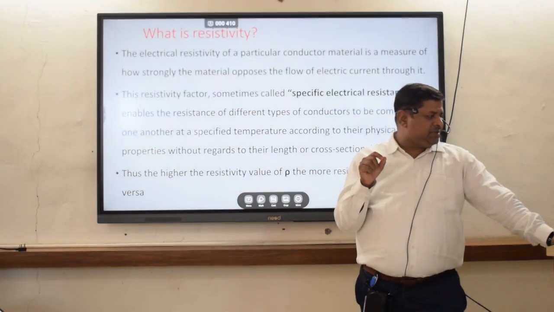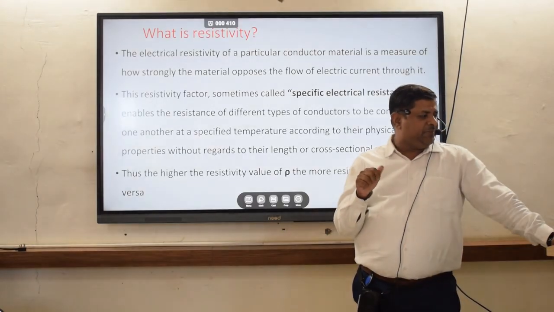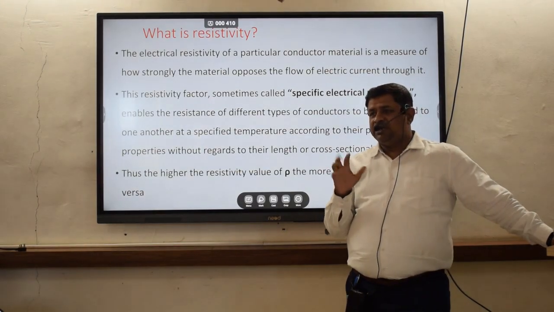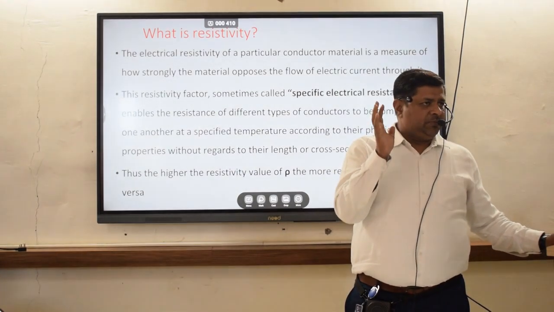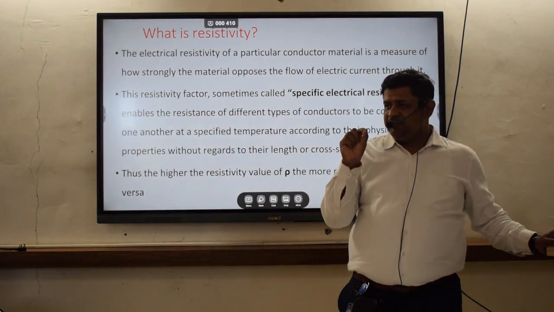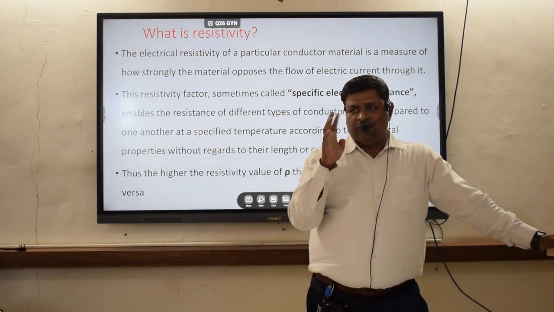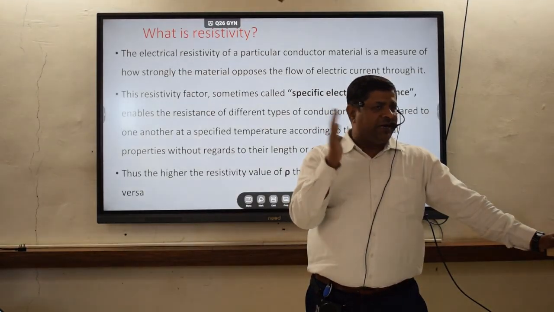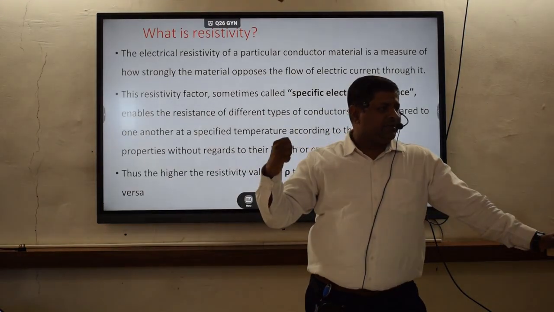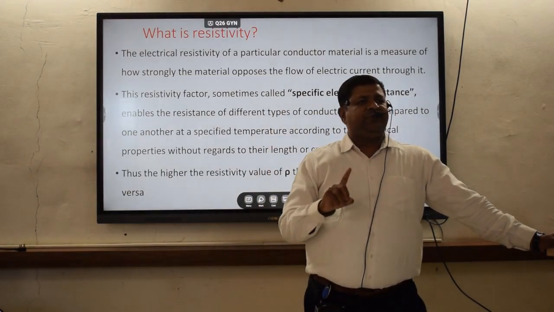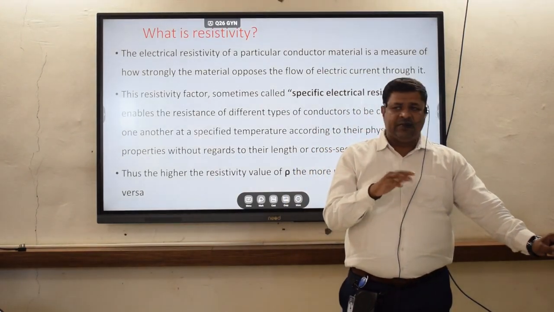This factor enables the resistance of different types of conductors to be compared with one another at a specified temperature according to their physical properties. That means we know that depending upon the temperature, the material resistivity may vary. How will it vary? When we heat a material, there might be vibrations at the electronic level. Those atomic vibrations increase, and due to that increase, there might be a flow of current. So we have to define the resistivity at a particular temperature. The material may show different resistivity at different temperatures.